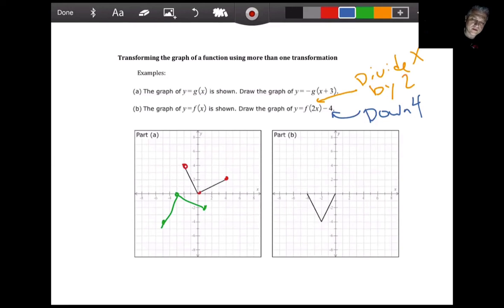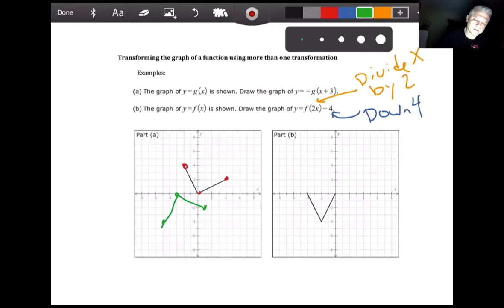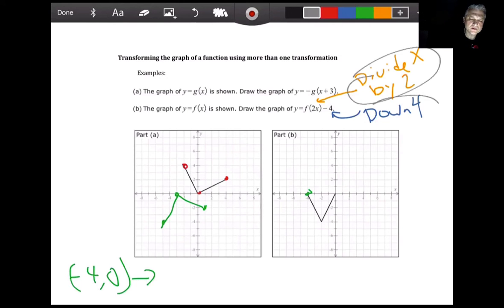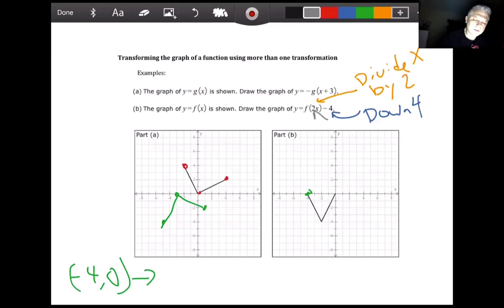Let's start with the first point. Let's start with this key point right here: -4, 0. Now we need to do 2 things to each of those 3 critical or key points, the coordinates. But which one do we do first? Do we do the -4 first? Or do we do the dividing by 2 first?